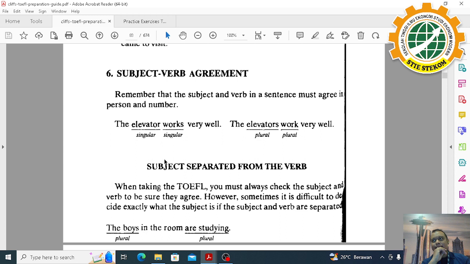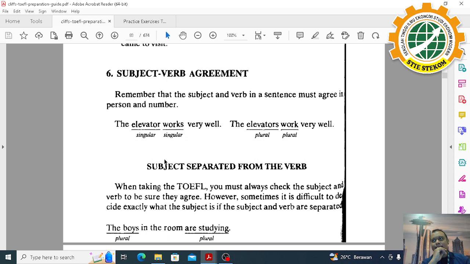Subject separated from the verb. When taking a TOEFL, you must always check the subject and the verb to be sure they agree. Ya. Jadi kita kalau melihat soal-soal TOEFL, kita harus pastikan dan ngecek apakah subject dan verbnya itu adalah sama atau agree, ya. However, sometimes it is difficult to decide exactly what the subject is if the subject and verb are separated. Nah, jadi kalau perhatikan hati-hati, ya, kalau subject dan verbnya adalah terpisah. Contohnya seperti ini. The boys in the room are studying. Nah, are studying. The boys pakai S, maka pakainya are studying. Plural, plural, ya.